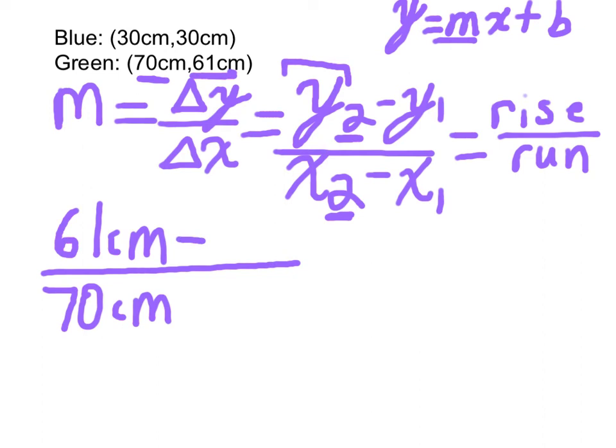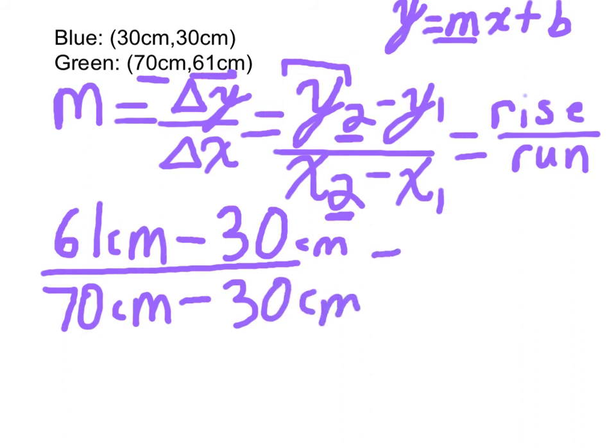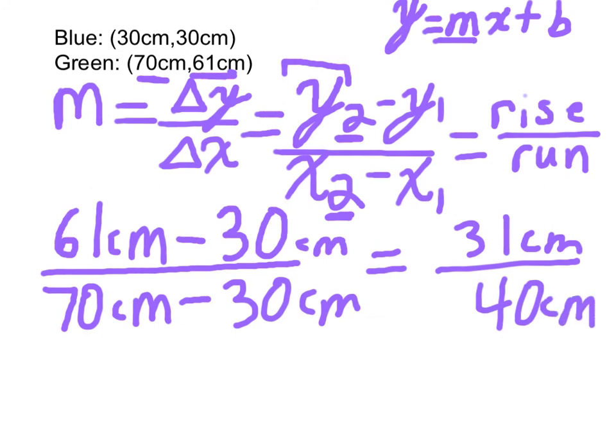And then I'm going to subtract the blue coordinate from those. So the blue y, which I'm using as y1, is 30 centimeters. The blue x is also 30 centimeters. Alright, subtract, I get 31 centimeters over 40 centimeters. Now, hopefully your slope can be reduced to something, but this one, I'm not seeing anything that I could simplify that fraction to. So, this is okay as my slope.